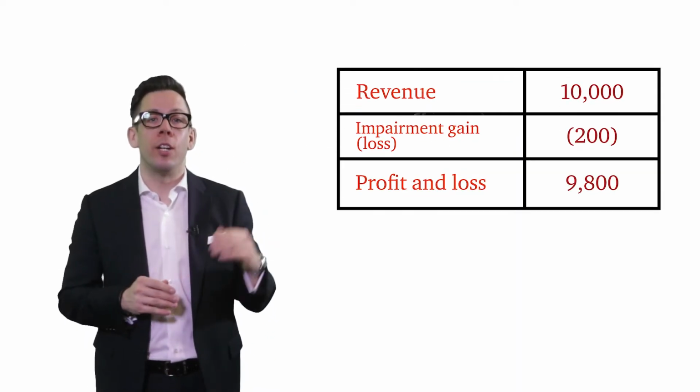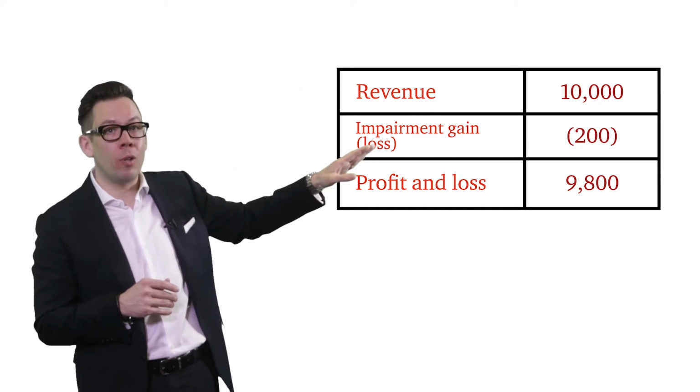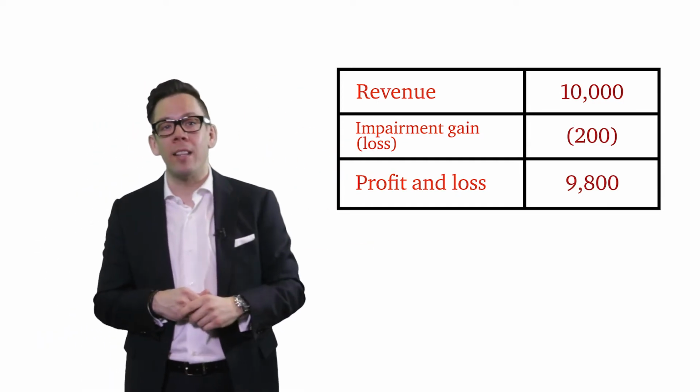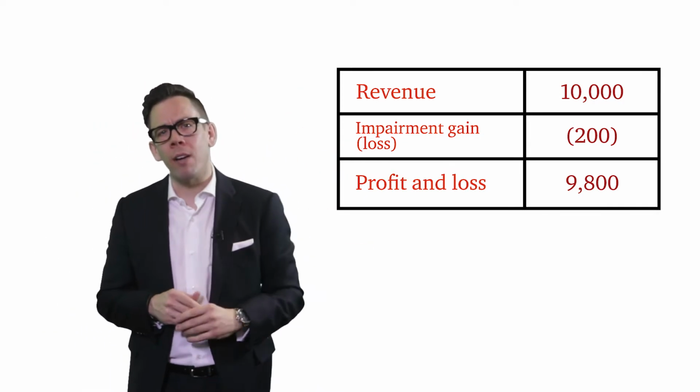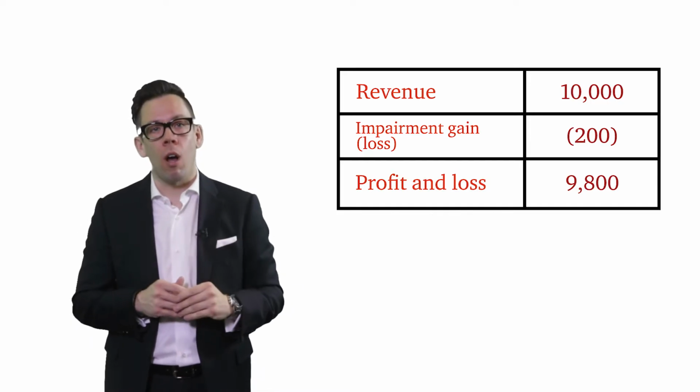For simplicity, let's ignore the cost of sales. Under IFRS 9, your income statement would show revenue of $10,000, a provision of $200, resulting in net income of $9,800. Think about that for a second. Even though you haven't lost a penny yet, you have to record a loss.